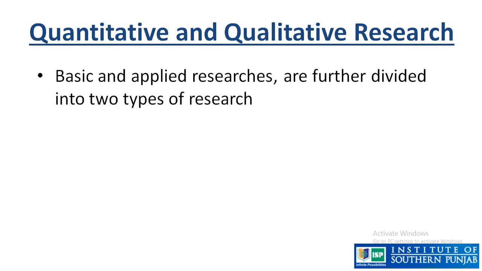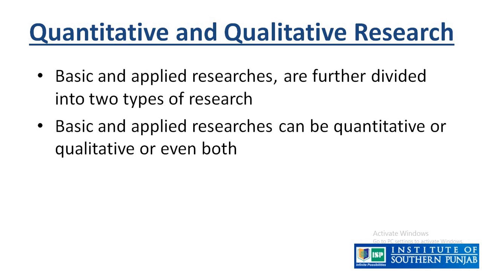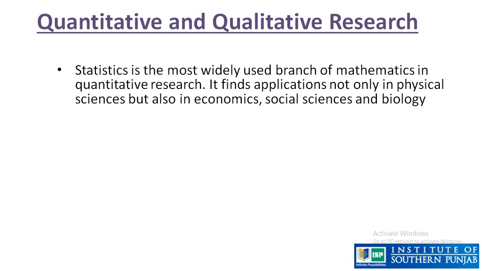Quantitative means the research related to quantity, and qualitative research means the research related to quality of a subject, of a matter, of anything. Basic and applied researches, which we have discussed in the previous lecture, are further divided into these two types of research. Basic and applied researches can be quantitative or qualitative, or even both at a time. Here we formally define and discuss the quantitative and qualitative research in mathematics.